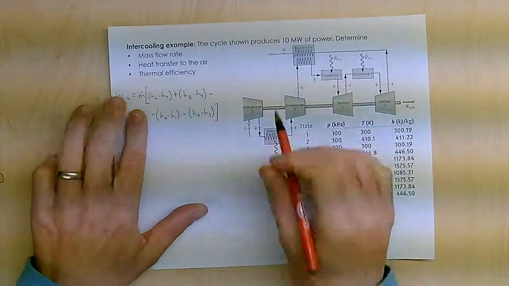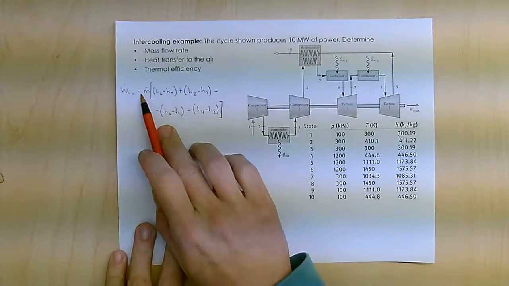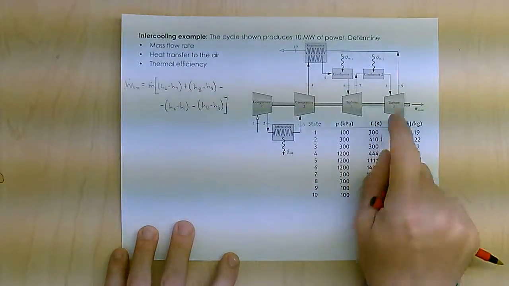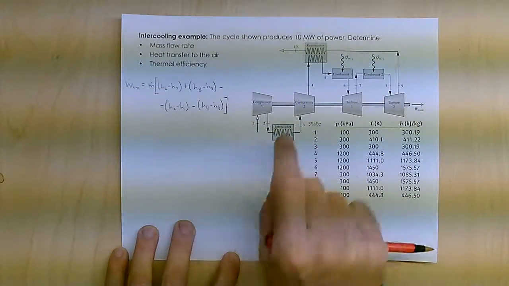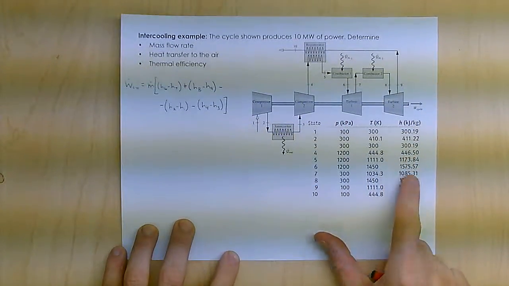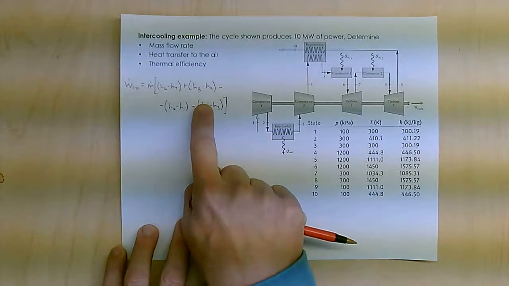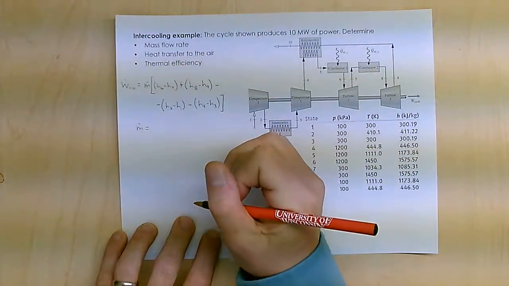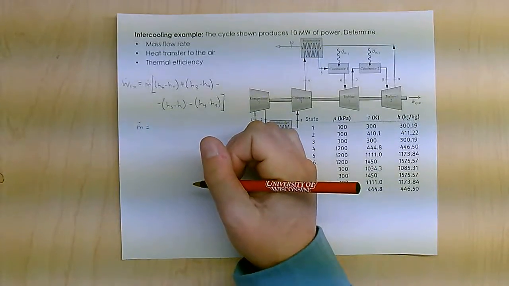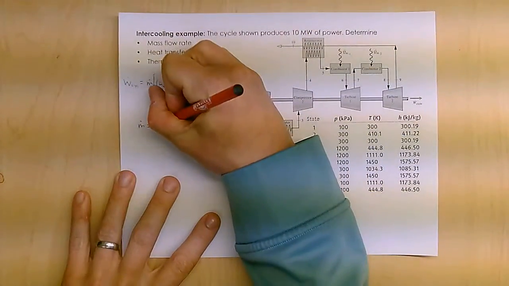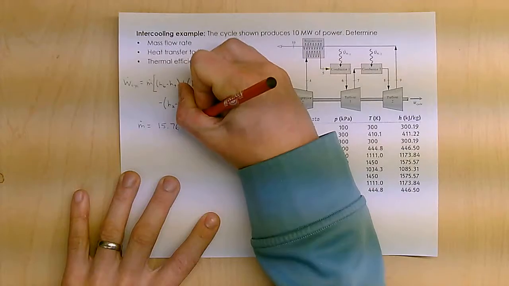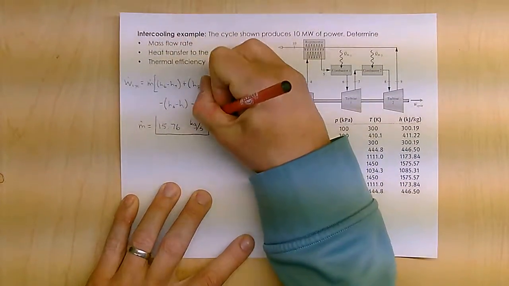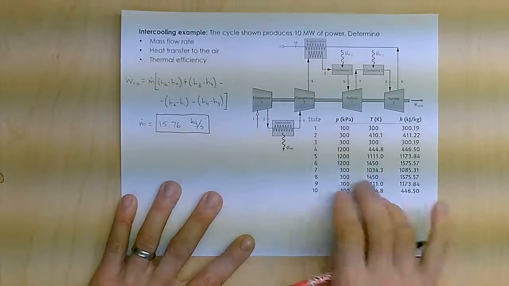Again, the total work is 10 megawatts. I'm looking for the mass flow rate. I know my H values. So again, it's turbine 1 plus turbine 2 minus compressor 1 minus compressor 2. I've got all of those H values that I can plug in here. And from that, I can calculate that my mass flow rate is going to be 15.76 kilograms per second.